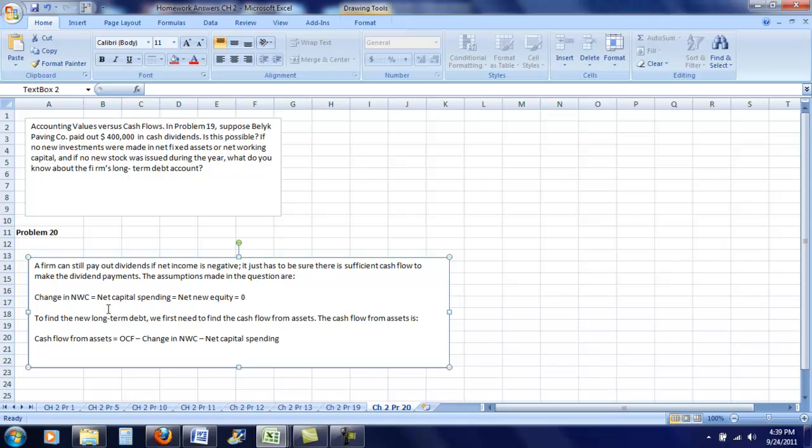The assumptions made in this question are that the change in net working capital equals the net capital spending equals the net new equity, which equals 0. To find long-term debt, we first must find the cash flow from assets. Cash flow from assets equals operating cash flow minus change in net working capital minus net capital spending.